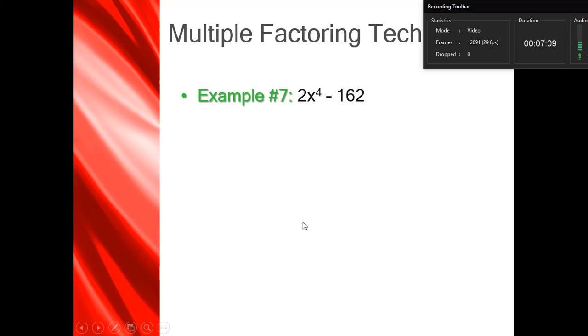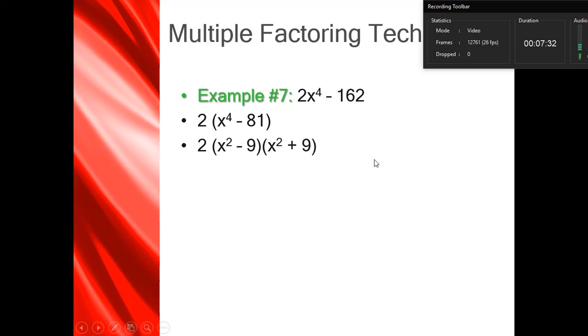Okay, number 7. Always start with the greatest common factor. So I'm going to remove 2. That leaves behind x to the fourth minus 81. Both of these terms in this binomial are perfect squares. So we're going to break x to the fourth into 2 identical factors and 81 into 2 identical factors.